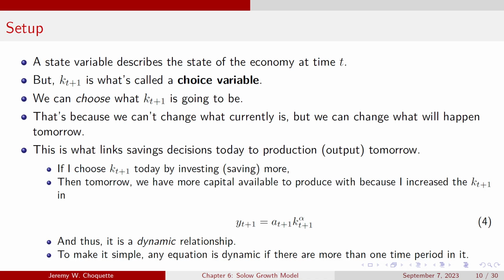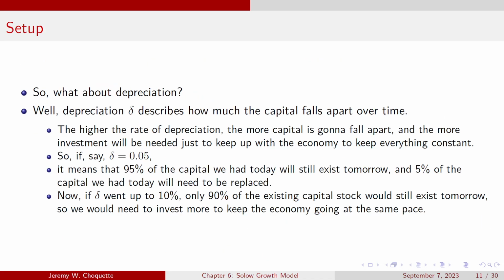Remember, investment and savings are equal. So if I invest more today, I get more K_{t+1}. And that means tomorrow, in period t+1, I've got Y_{t+1} equals A_{t+1} times K_{t+1} to the alpha. Well, there's K_{t+1} right there in equation 4. So I choose it today, and then tomorrow's production increases. So it's a dynamic relationship. Now, to make it simple, any equation is dynamic if there's more than one time period in it, right? If there is a way to connect two time periods mathematically, then it's a dynamic relationship.